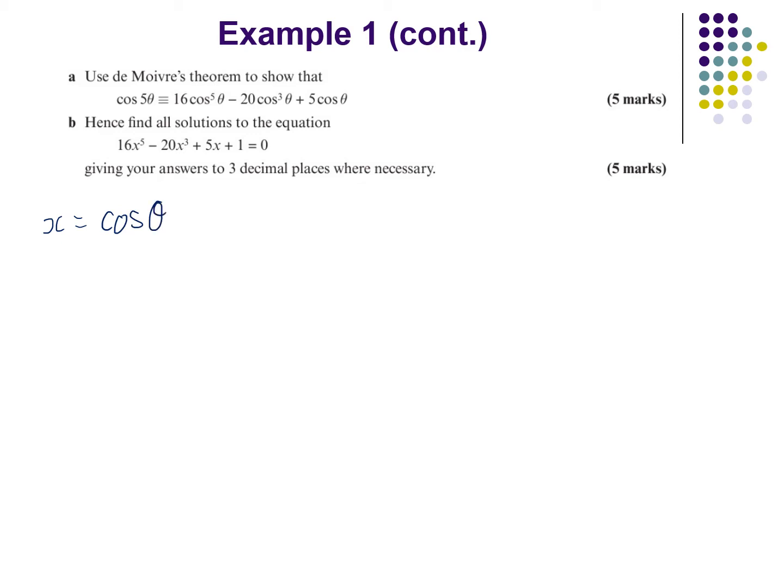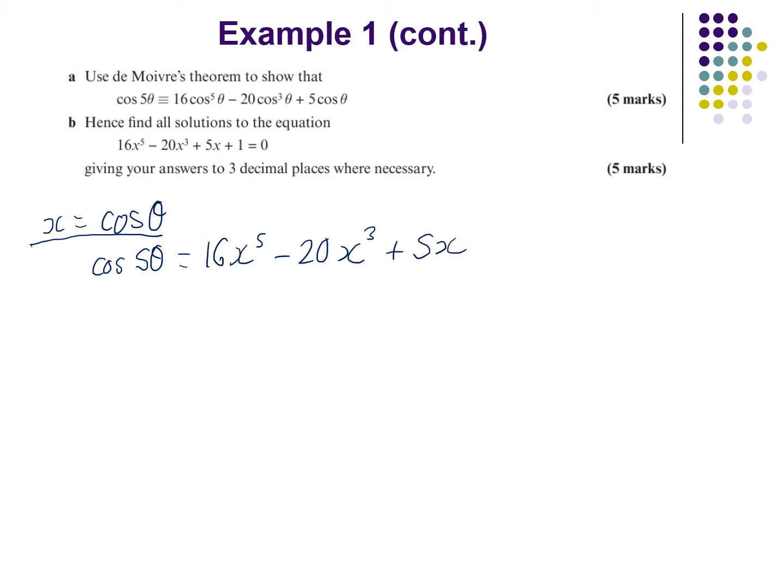Now this is a really useful thing for you to write, because you have to make sure that you remember at the end, once you've solved for theta, you've got to remember that that's not your answers. Your answers are x equals cos theta. So I'm going to rewrite my part A. So cos 5 theta with cos theta replaced by x. 16x to the 5 minus 20x cubed plus 5x.